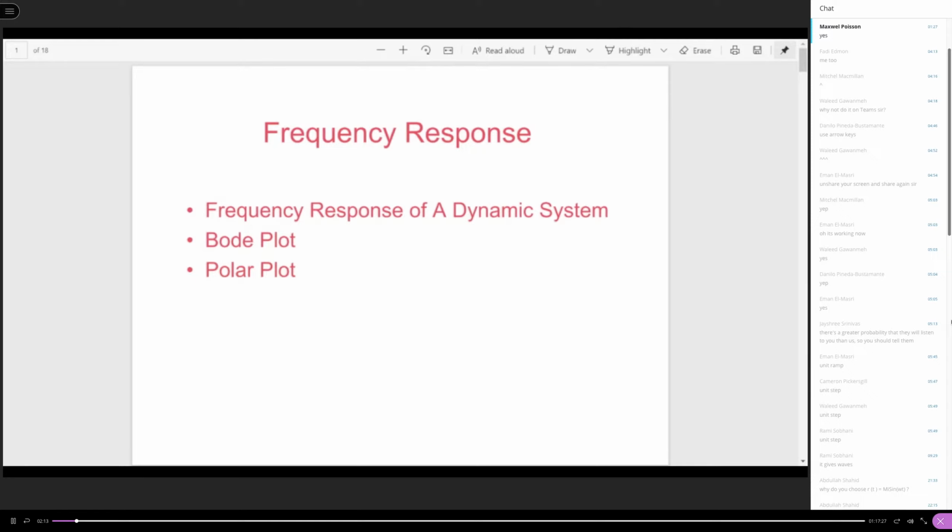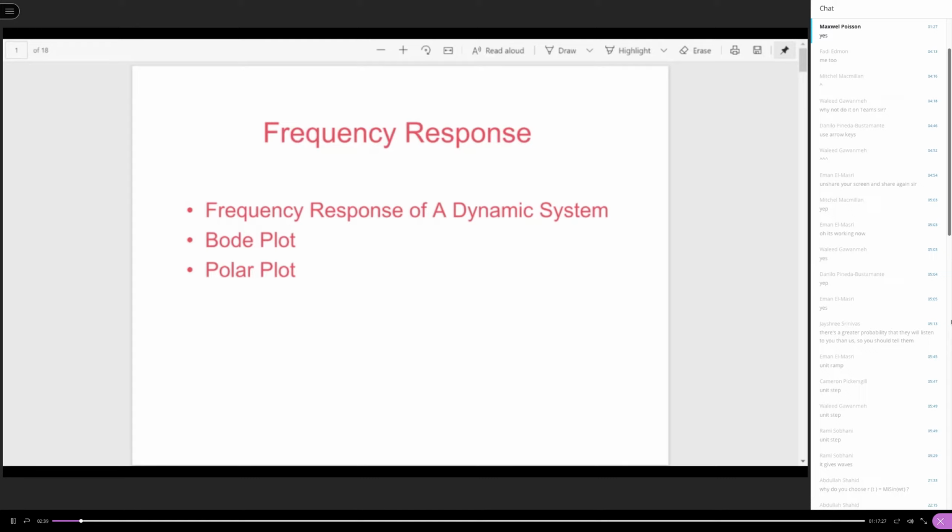So yeah, today we're gonna talk about the frequency response. Actually, I started this topic at the end of Control One, if you can remember that. We just talked about it a little bit, and then Control One was completed. So now we're gonna go for the frequency response in detail.